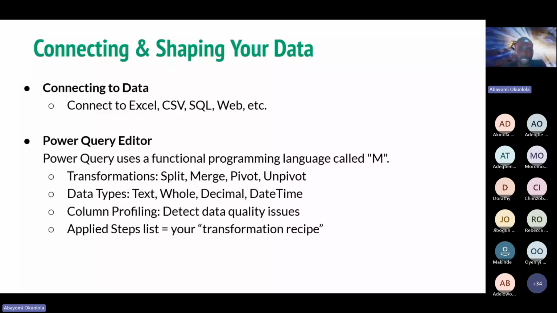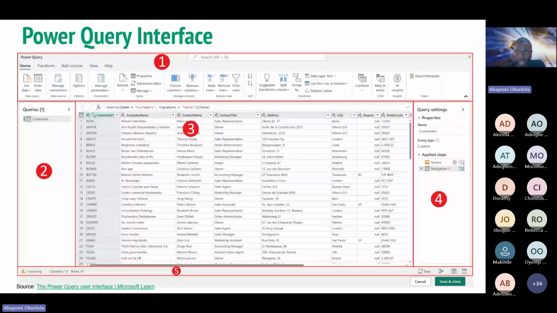Okay, so here we have the Power Query interface. I'm sure we saw this the last time. We have the ribbon at the top. We have the preview of the data sets, which is number 3 here. And then we have the queries, which is going to show the number of files we have. And on this part of number 4, here you have the applied step.